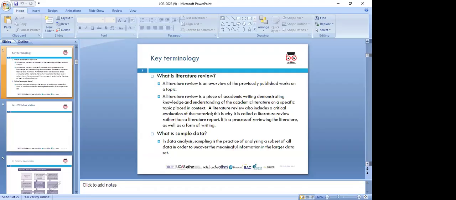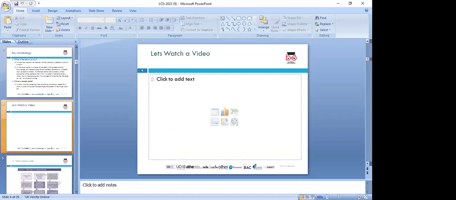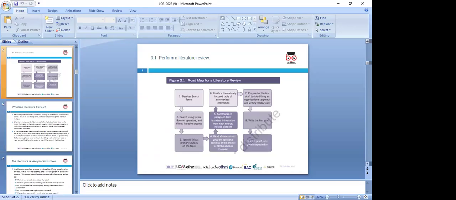Okay. Now, what is sample data? Data analysis sampling is a practice of analyzing a subset of all data in order to uncover meaningful information in a larger data set. Okay, so having established your literature review and your argument that you seek to explore and present to your supervisor, you then do what we call data sampling.